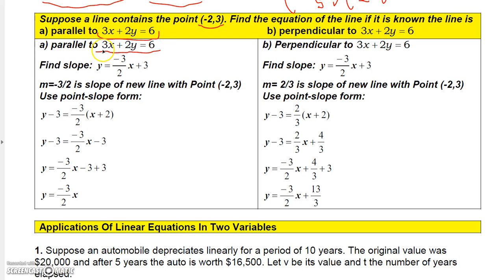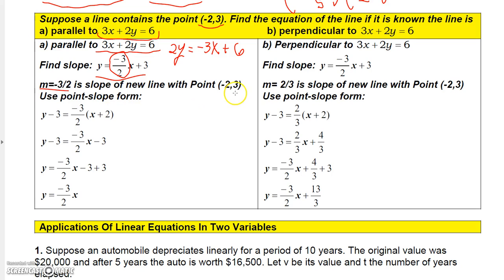Now, you can find the slope easily. All you have to do is solve this for y. So 2y would equal -3x + 6. And then if you divide both sides by 2, you get y = -3/2 x + 3, which is this line. But what I really needed is to find out what is the slope of this line, because if my new line is going to be parallel to this line, it's got to have the same slope. So I know my new line has to have a slope of -3/2.